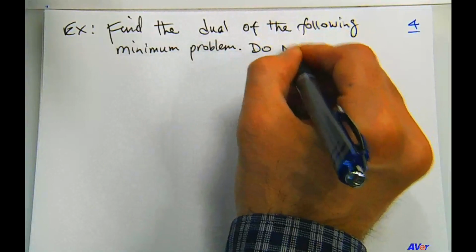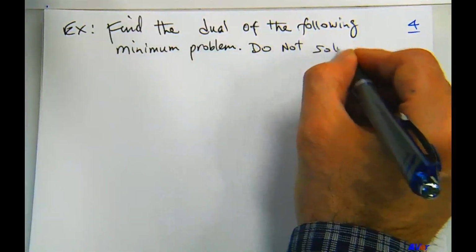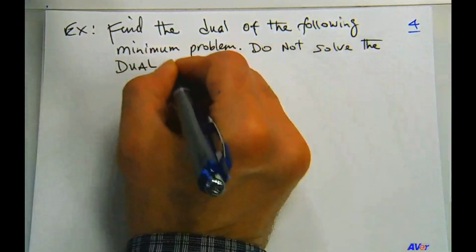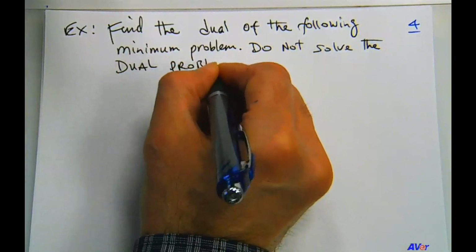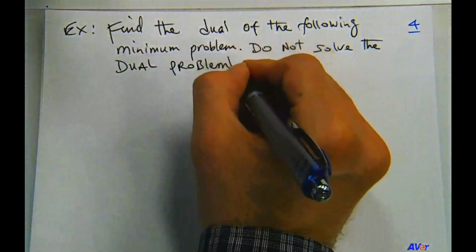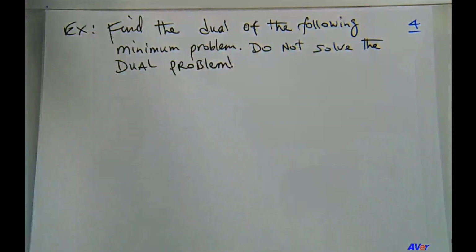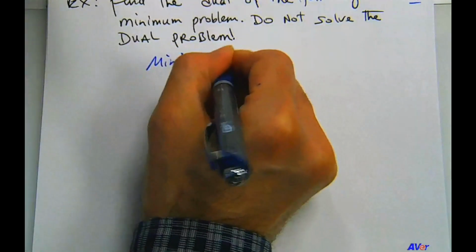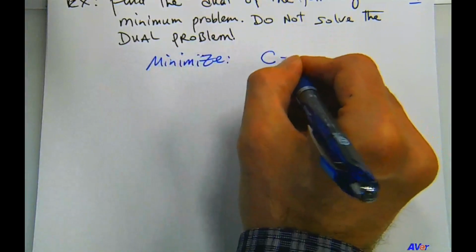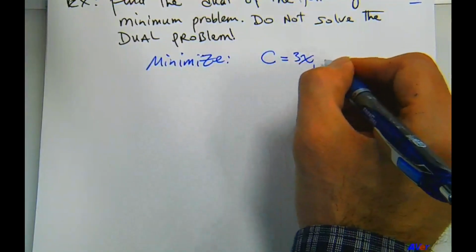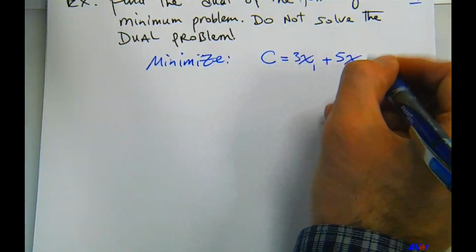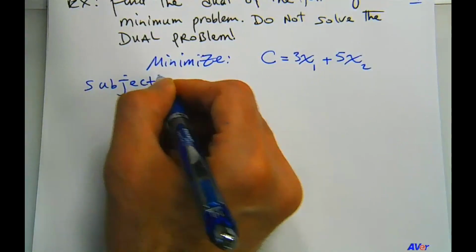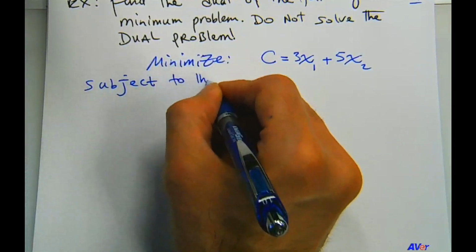And let me add quickly, do not solve the dual problem. Okay, here's the minimum problem. We want to minimize this objective function subject to these constraints.